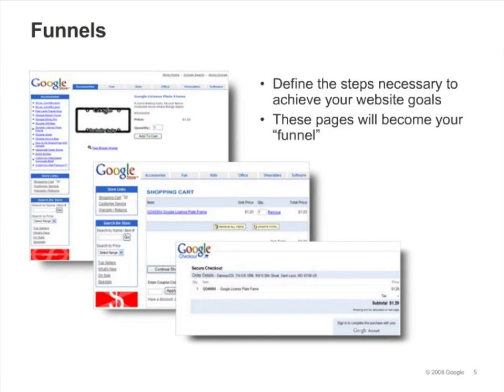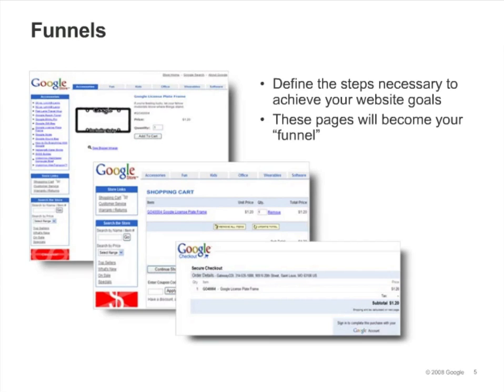For each URL destination goal that you define, you can also define a funnel. A funnel is the set of steps or pages that you expect visitors to visit on their way to complete the conversion. A sales checkout process is a good example of a funnel. And the page where the visitor enters credit card information is an example of one of the funnel steps.